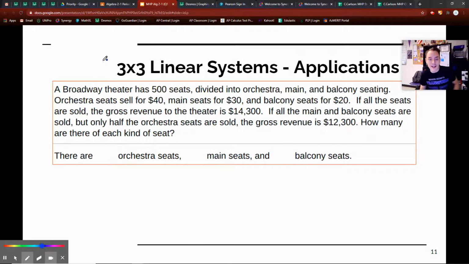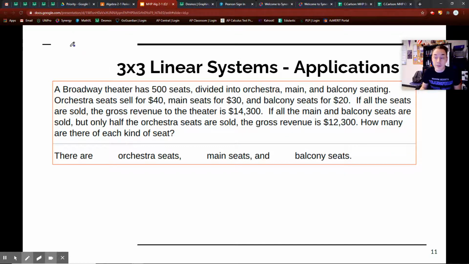So a Broadway theater has 500 seats divided into orchestra, main, and balcony seats. Orchestra seats sell for $40, main seats $30, balcony seats $20. If all the seats are sold, the gross revenue of the theater is $14,300. If all of the main and balcony seats are sold, but only half of the orchestra seats are sold, the gross revenue is $12,300. Now, how many are there of each kind of seat? So basically what it's saying is, how many seats does each one have? There's 500 seats total. I want to know how many main, balcony, orchestra.